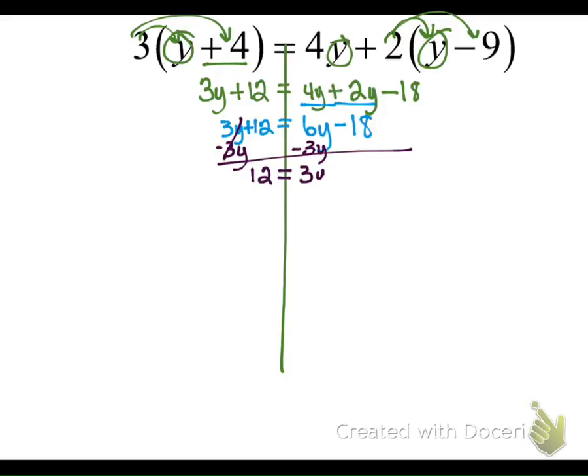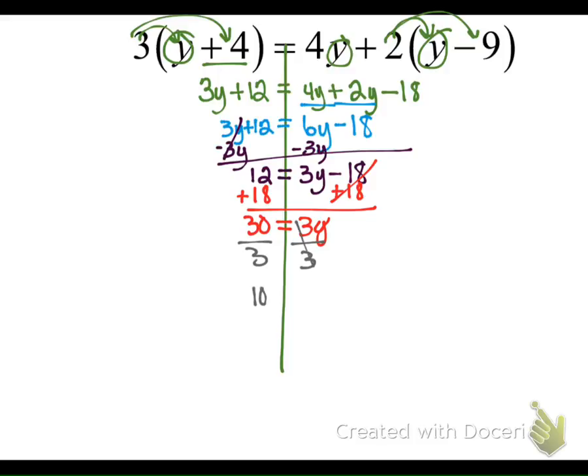And then I bring down my 18. Minus 18. And then step 3, solve as usual. So now what? Plus 18 on both sides. And 12 plus 18 gives you 30. And equals 3y. And divide by 3, which gives you 10 equals y.